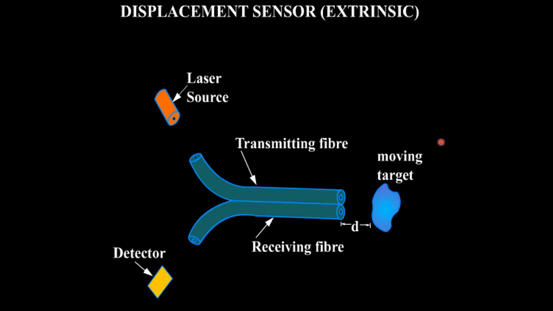Next, we are going to see the extrinsic sensor. For that, we have a displacement sensor. The experimental setup consists of a laser source which produces light, and the light is initially transmitted through a transmitting fiber, made up of a single mode fiber, and then there will be a target outside the fiber. After getting reflected or scattered from the moving target, all the light should be collected. For that, we have another fiber known as the receiving fiber. The light should be collected properly and converted into another signal, which is done by the photo detector.